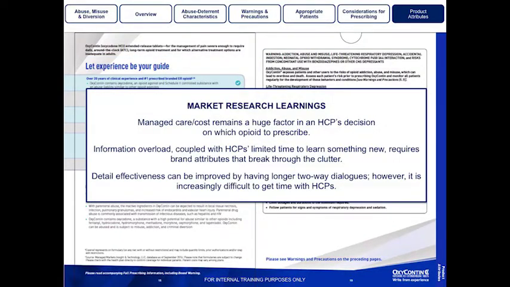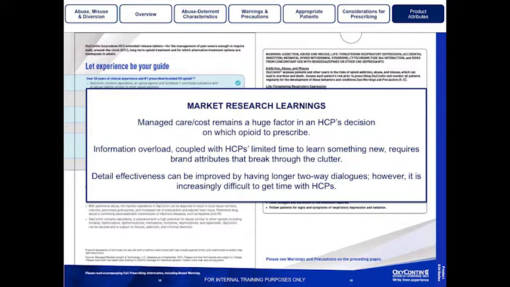We chose to summarize the brand's core messages on the last spread based on the following key findings. Managed care cost is a huge determinant in an HCP's decision on which opioid to prescribe. Information overload coupled with HCP's limited time to learn something new requires brand attributes that can break through the clutter. Detail effectiveness can be improved by having longer two-way dialogues. However, it is increasingly difficult to get time with HCPs.